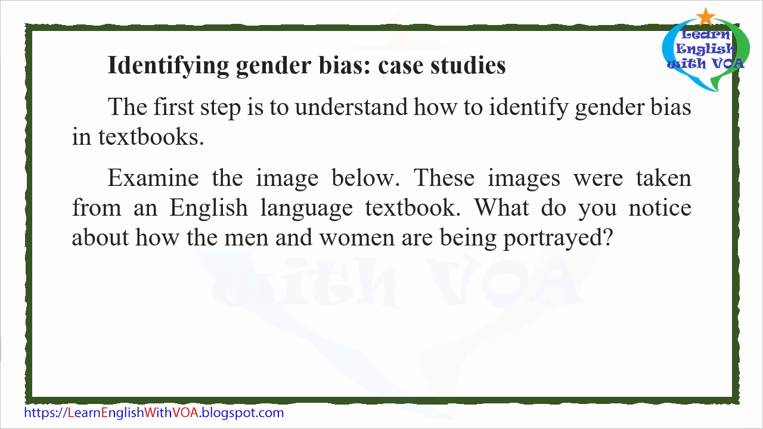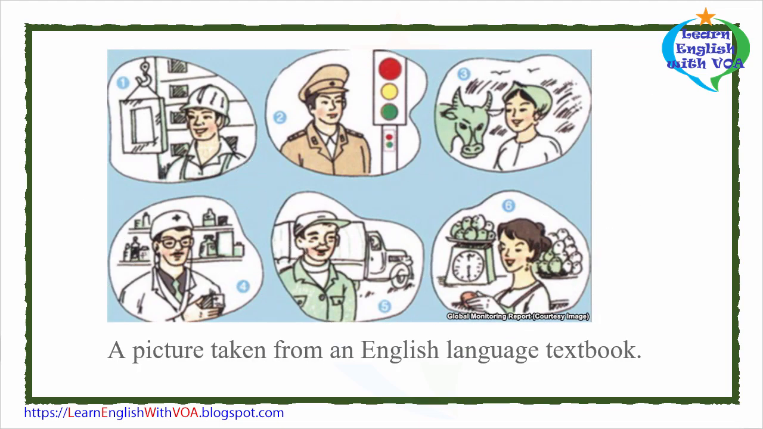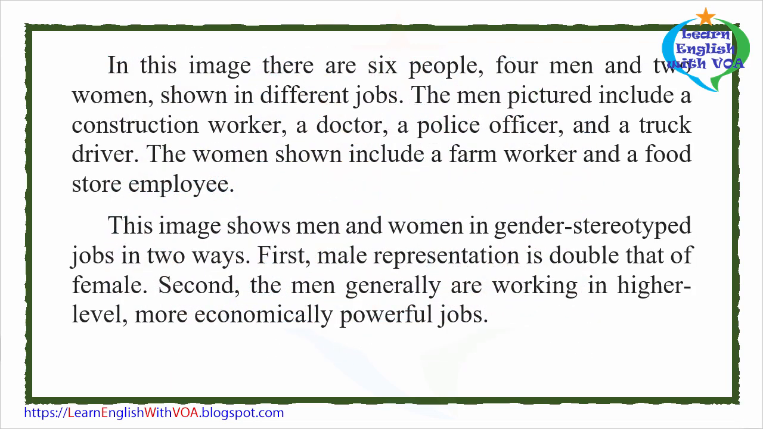Examine the image below. These images were taken from an English language textbook. What do you notice about how the men and women are being portrayed? In this image, there are 6 people, 4 men and 2 women, shown in different jobs. The men pictured include a construction worker, a doctor, a police officer, and a truck driver. The women shown include a farm worker and a food store employee.